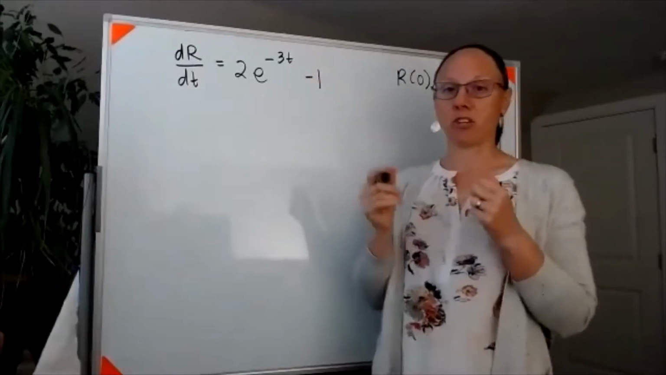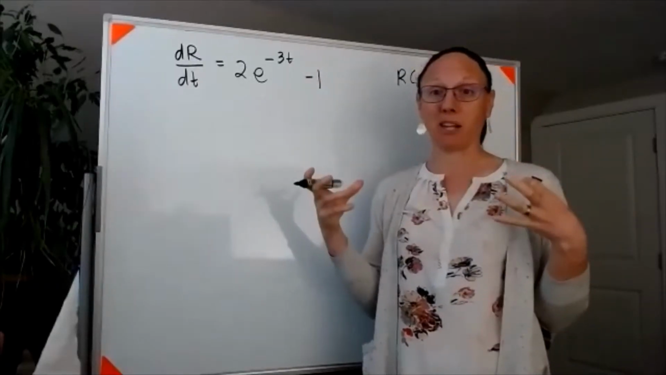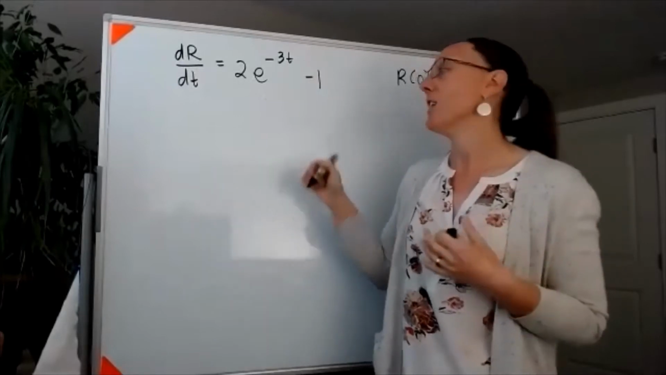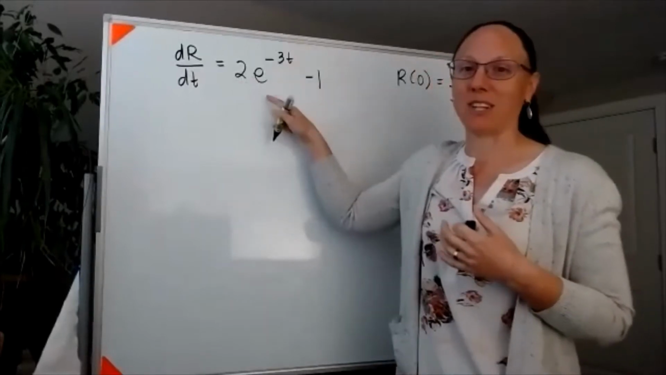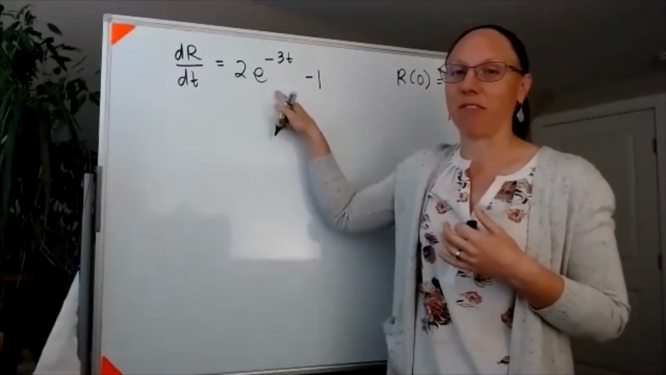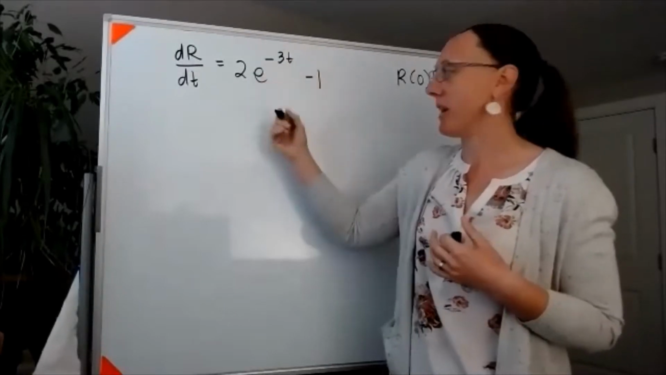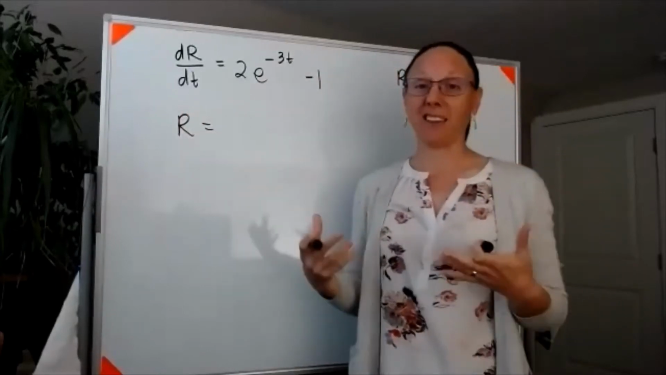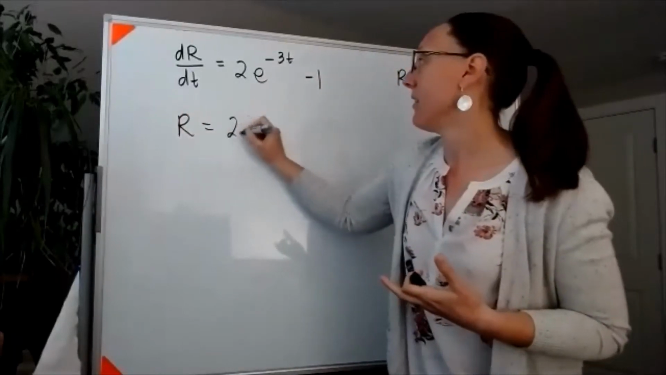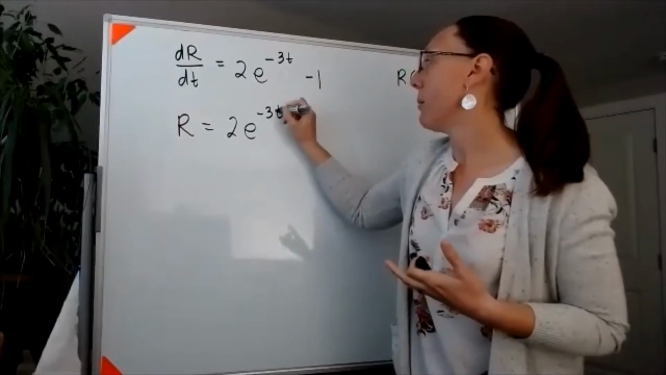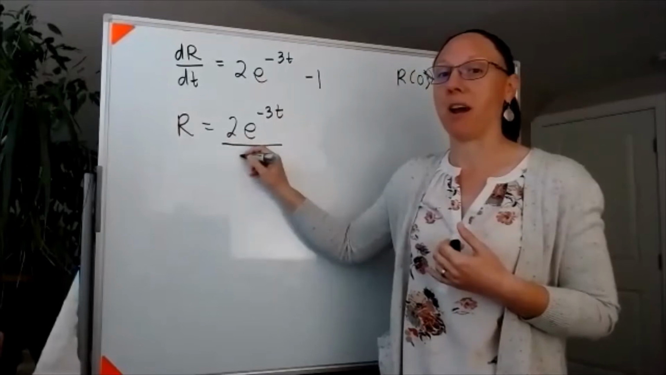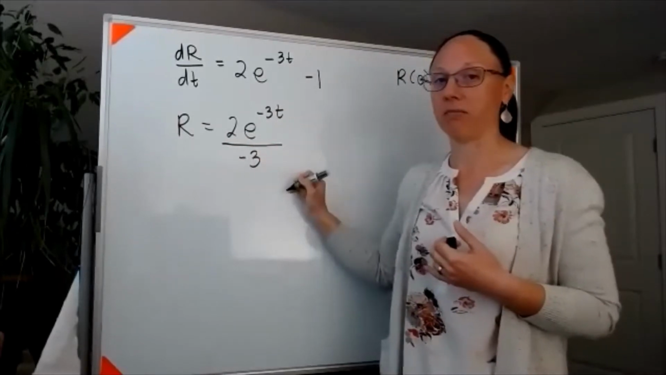When we have addition or subtraction, that means we're separating this into two pieces and finding the antiderivative of each piece separately. So if I look at that 2e to the 3t and I'm looking for the antiderivative, because it's an exponential, I know that I'm going to end up with exactly that same thing back. But because we're finding the antiderivative, I'm going to have to divide by -3.